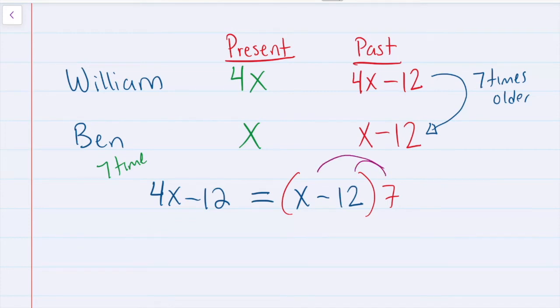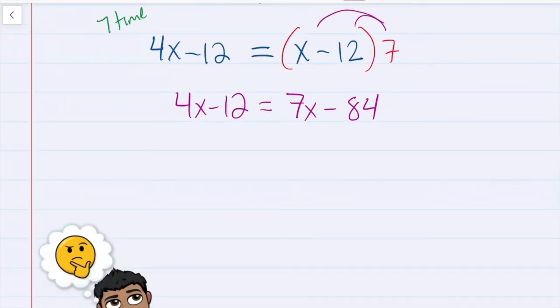When we use the distributive property, that's actually 7x minus, can somebody tell me what is 12 times 7? Let me use a calculator just to make sure. That's 84. Let's write everything else, guys. So we have this so far. Let's keep solving. I want to put all the x's on one side. Let's do a minus 7x, minus 7x. So we have negative 3x minus 12 equals negative 84.